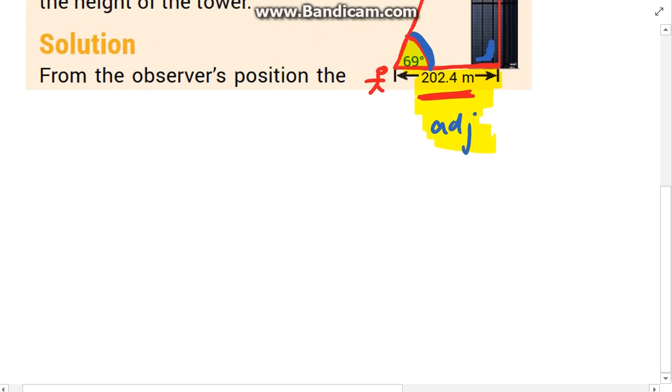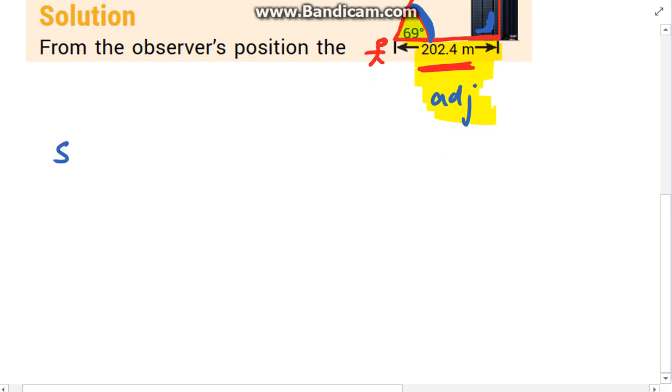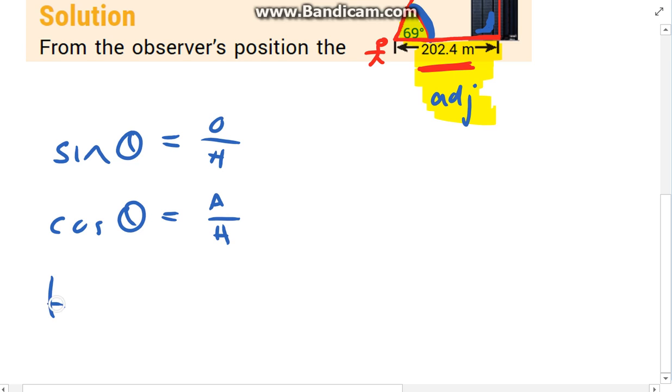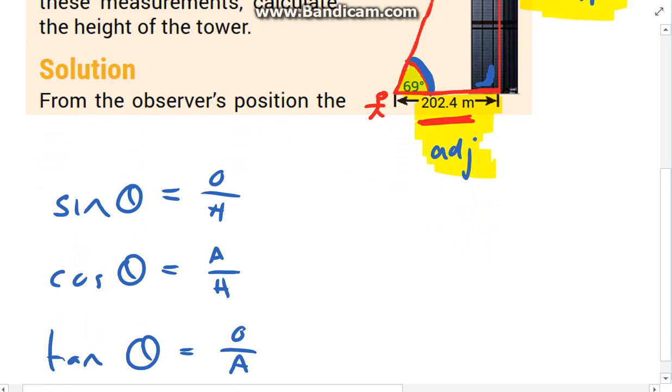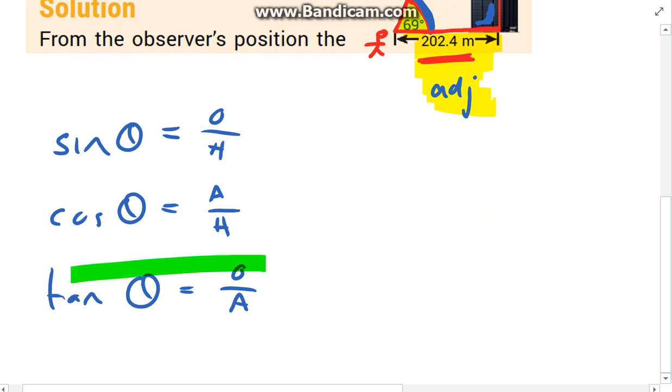So let's recap on what our trigonometric ratios are. The sine of an angle is O over H. The cosine of an angle is A over H. I hope you all know these at this stage. And the tan of an angle is O over A. So which one of them includes O and A? So it's going to be tan.